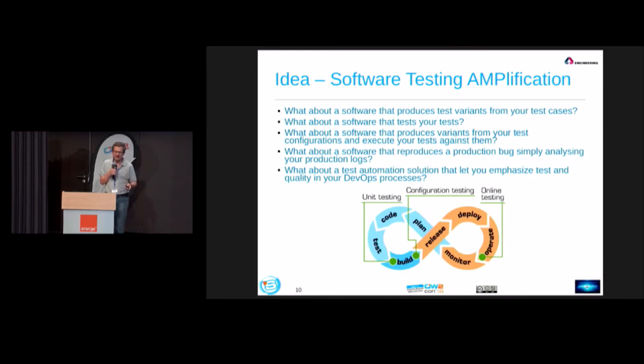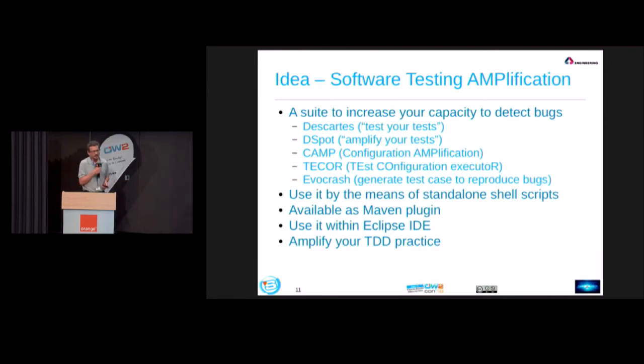You can have components that are able to automatically produce variants of your test cases. You can have components that are able to test your tests. You can have components that generate variants of your test configurations. We will see how. This is a list of the main components developed at the moment in the STAMP project.